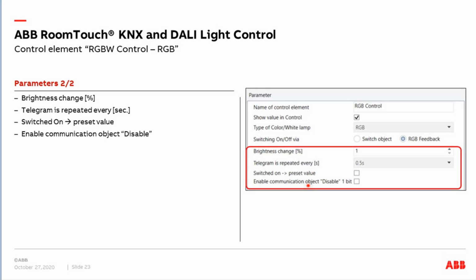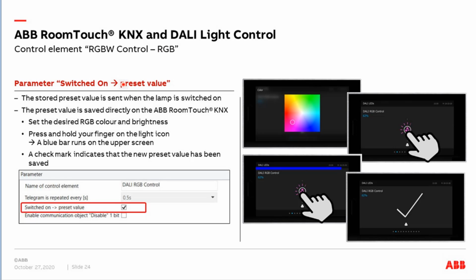And the last parameter is, like always, available on our control elements: whether it's possible to disable this control element. For example, in a hotel room, the hotel guest removes his keycard from the reader, and then via a 1-bit group telegram we can disable this element. So when he removes the keycard, he can no longer operate this element.